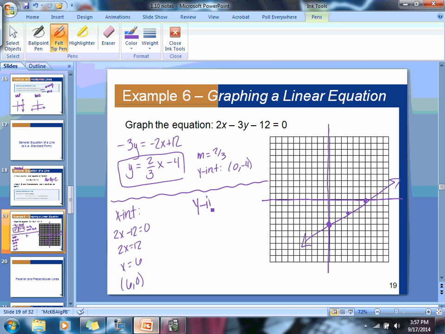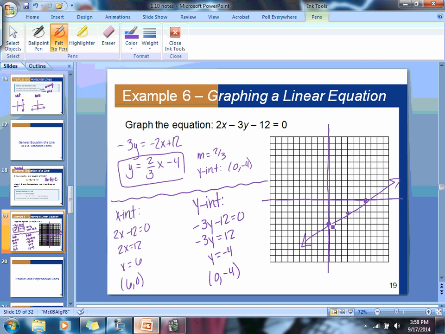And my y-intercept, remember, if I'm finding my y-intercept, I want to substitute 0 in for x and then solve for y. So if I substitute 0 in for the x, that whole 2x term goes away. I still have the negative in front of the 3y though. And then I'm going to add the 12 over and divide, so I get a negative 4. So my y-intercept is going to be 0, negative 4. So 1, 2, 3, 4.